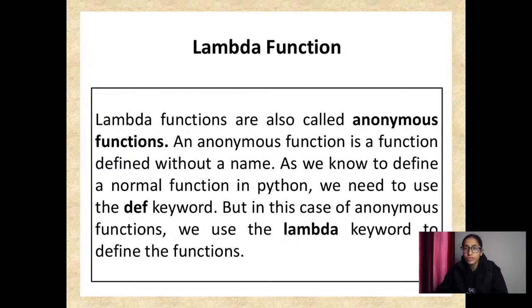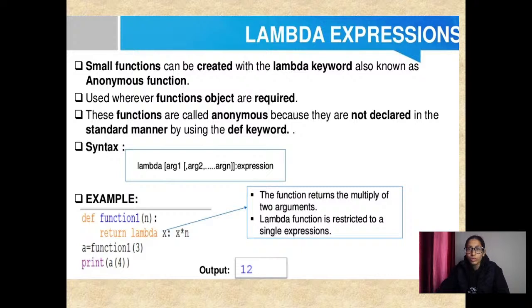In a normal function we use the def keyword. In a lambda function we use the lambda keyword to define the function. This is also a function, but the criteria to use it is different compared to the previous function. Now, what is a lambda expression? How do we represent a lambda? A small function can be created with the lambda keyword, also known as an anonymous function.